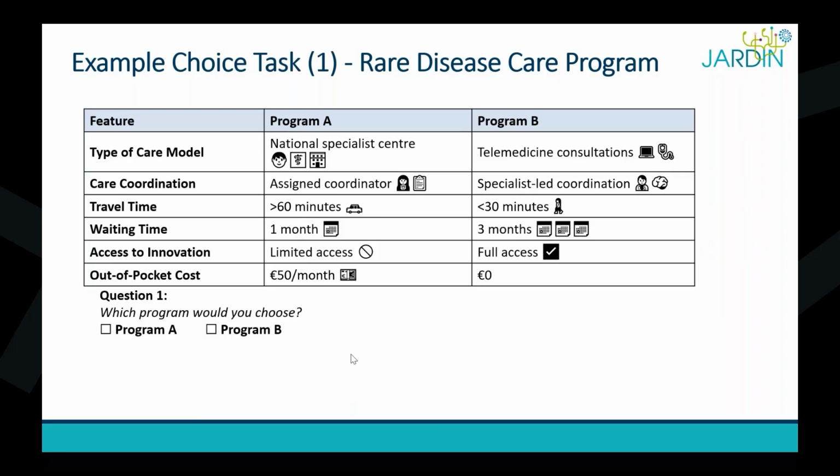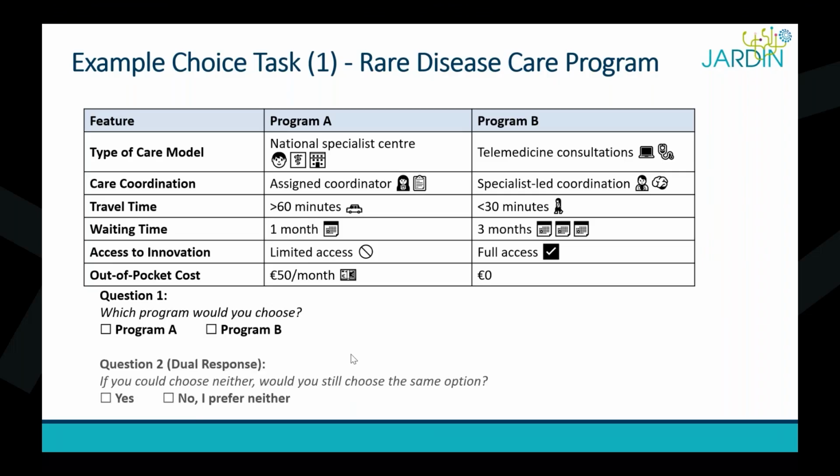So as you can see here, this is one of the choice tasks. You can see the features in the first column. The programs are described by a common set of features, but program A and program B could be different, as you can see. So would you choose program A, which has the characteristics that you see on the screen, or program B? That is the type of question we'll be asking.